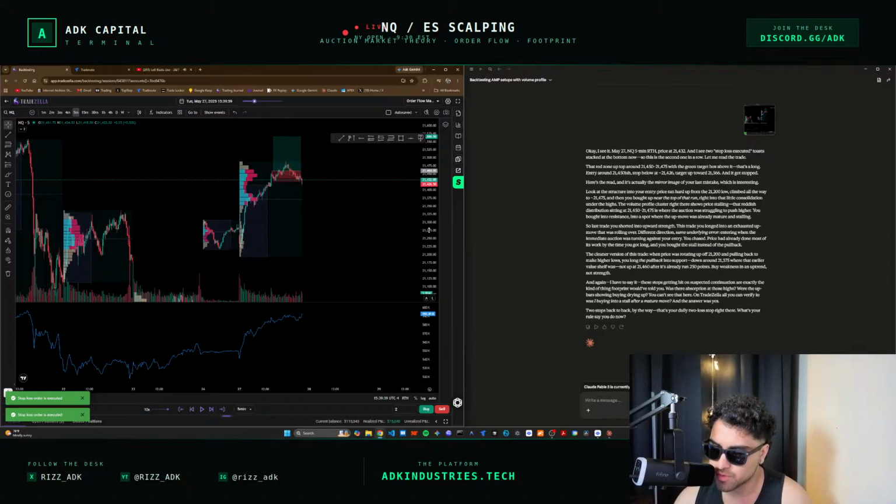The cleaner version of this trade was when price was rotating up to 21,200 and pulling back to make higher highs. You long the pullback into support down around 21,375, where that earlier value shelf was, not up at 21,460 after it's already run 250 points. Buy weakness in an uptrend, not strength.